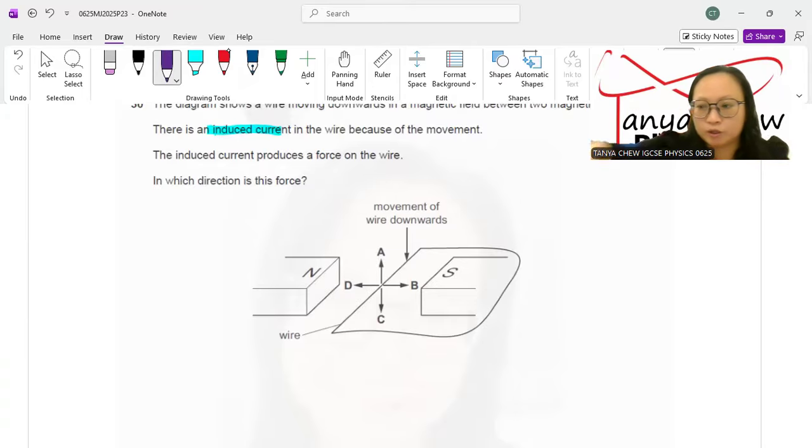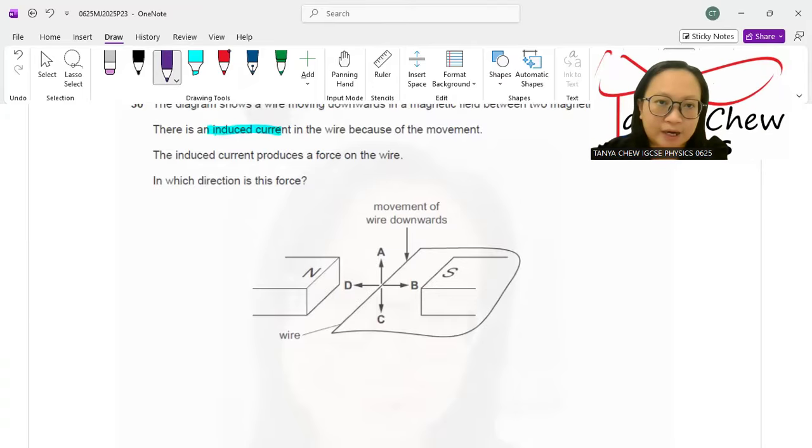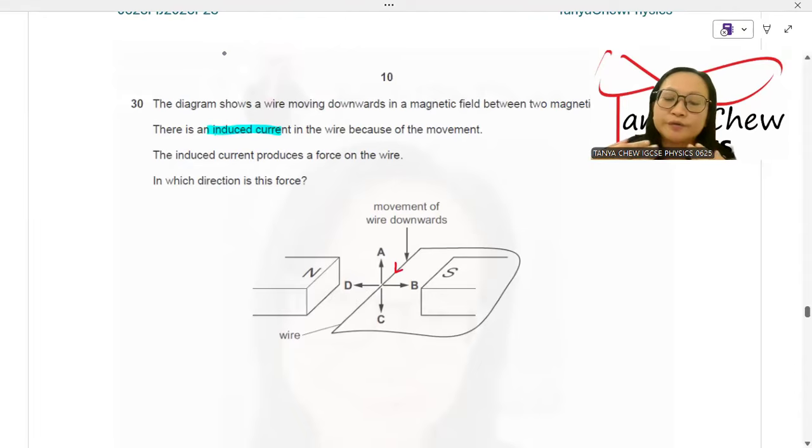That is where the induced current is flowing. This is the direction of the flow of the induced current. And due to the induced current flow in the wire, remember, the wire has its own magnetic field. The magnetic field of the current of the wire interacts with the magnetic field of the magnet. So the interaction between the two magnetic fields gives rise to the magnetic force acting back on the wire.